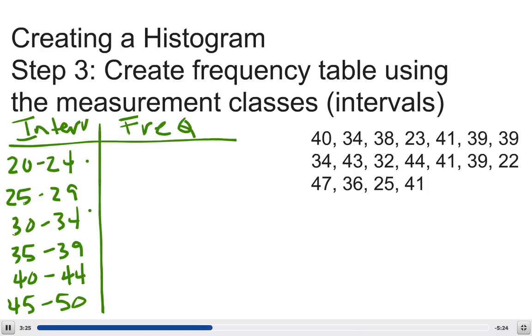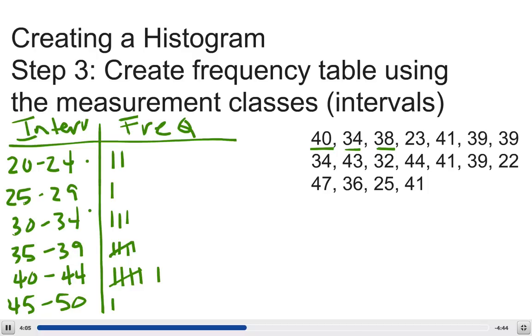Now I just tally using my data. My first number is 40, so it's going to fall in this interval. My second one's 34, so there, 38, 23, 41, 39, another 39, a 34, a 43, a 32, 44, 41, 39, 22, 47, 36, 25, and 41.